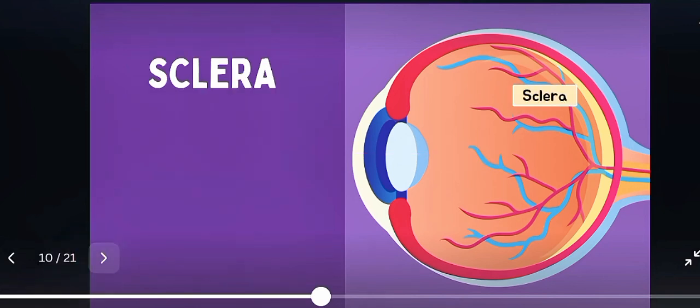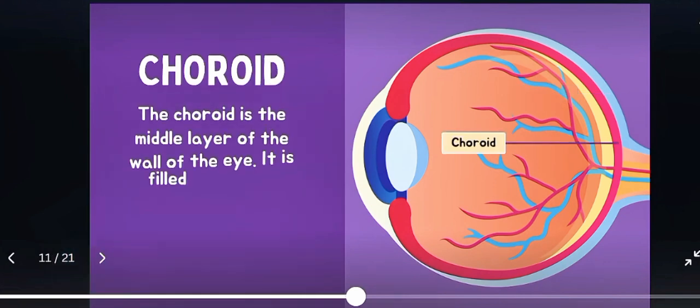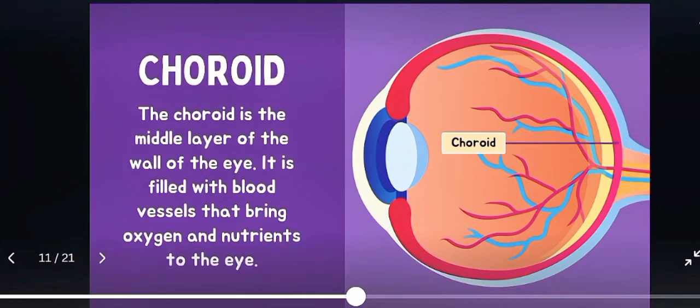Sclera. The sclera is the white part of the eye. It is made of tough material that protects the inside of the eye. So here, this is the protection of our eye, sclera. So choroid. The choroid is the middle layer of the wall of the eye. It is filled with blood vessels that bring oxygen and nutrients to the eye.